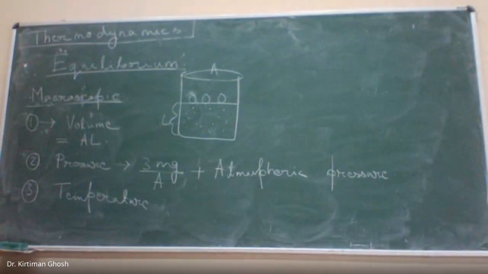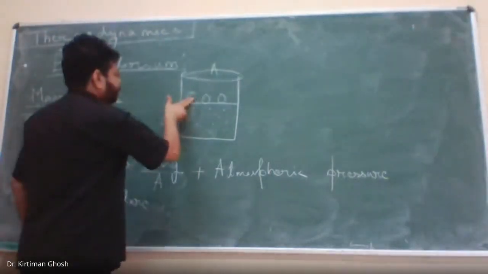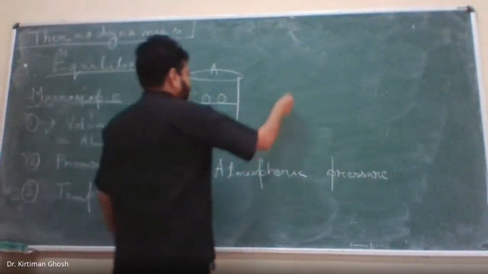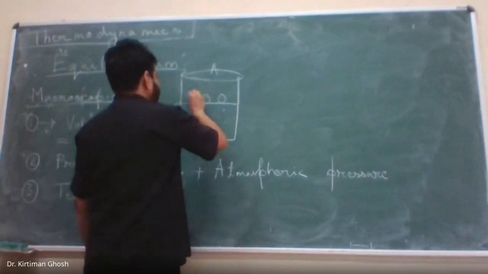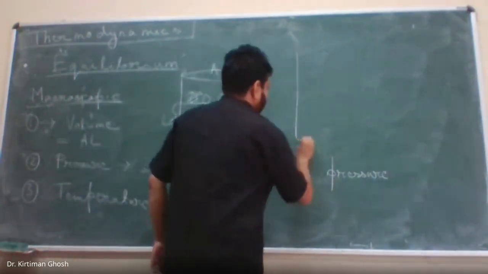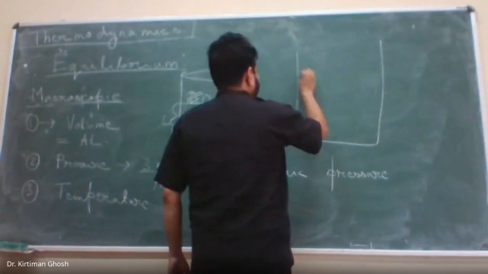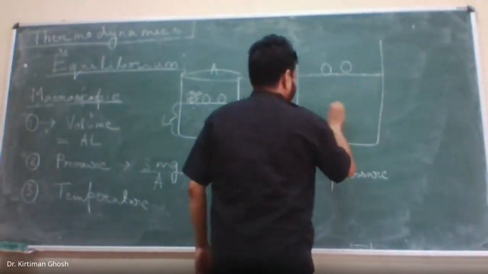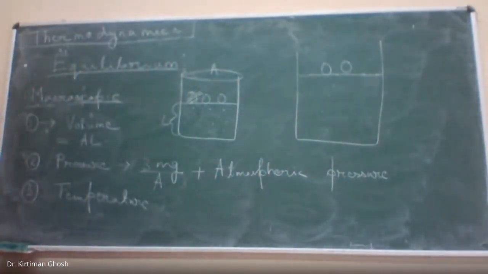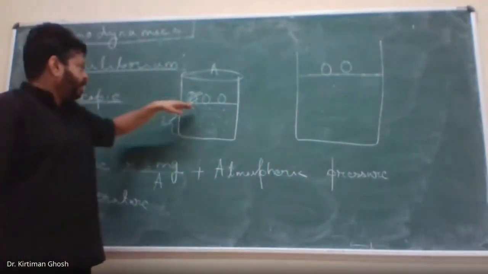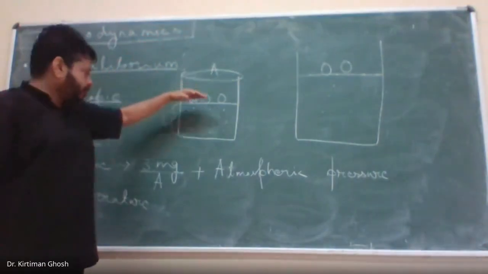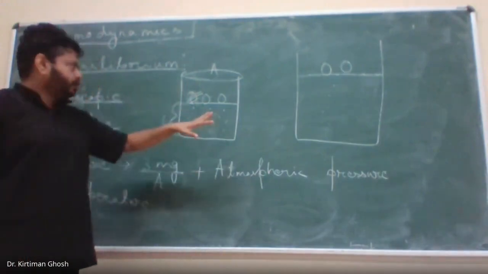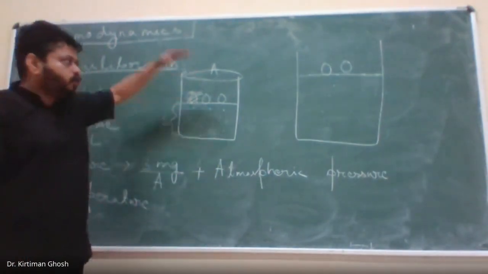Now what will happen if I suddenly remove a weight from here? So there are three weights, and now there are only two weights. If I remove a weight, this piston will move up because the pressure becomes small, because now the pressure will be 2 mg by A plus atmospheric pressure. So the piston will move up, it will do some oscillation.